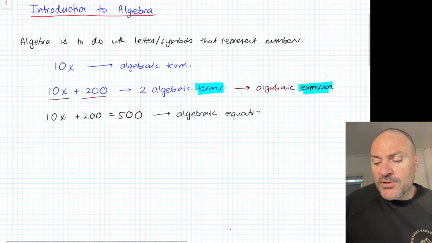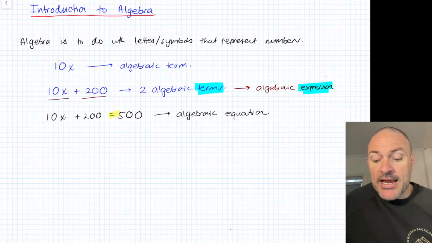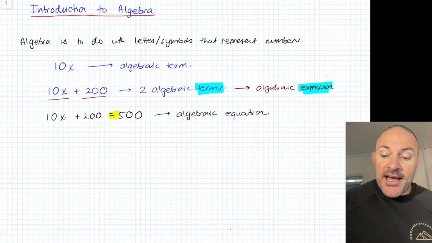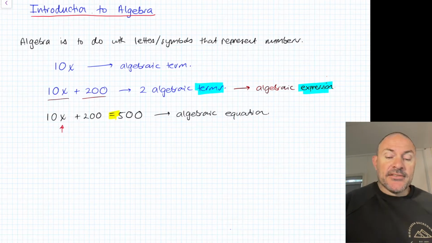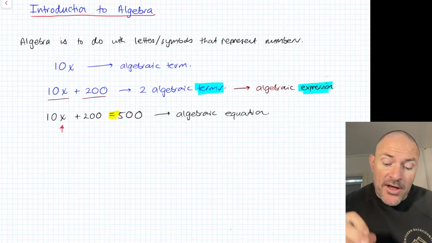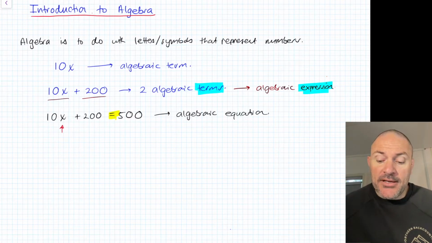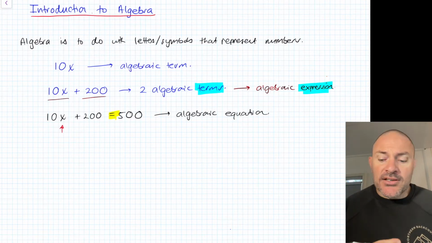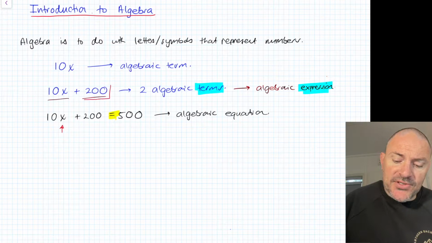The difference, of course, is we have that equal sign. And that equal sign now means that there is a fixed kind of amount for that x. There's an answer that we can find. We can find out what that x might be using an equation. But again, that is a little bit beyond us just at the moment. The other couple of things that I want to talk about is this plus 200.